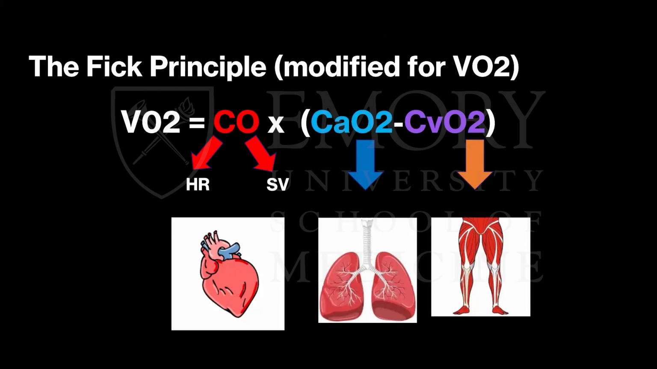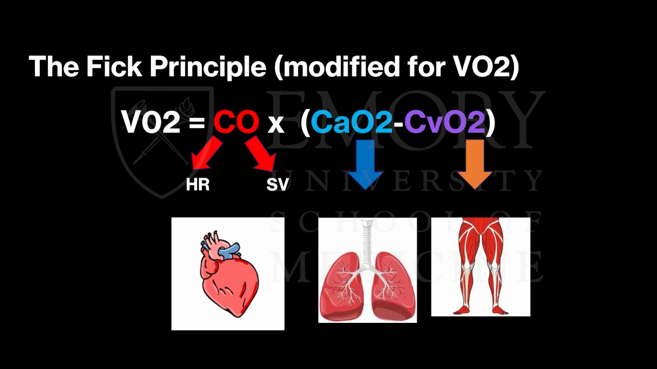So let's now talk about the Fick principle. The equation was rearranged so that we could solve for VO2. So this is how it will look. I tried to draw this out so you all can see it pretty clearly. But it's cardiac output, which we know is heart rate times stroke volume, looking at the arterial O2 sat, which is mainly just our lungs, and our venous O2 sat. So that's after our muscles go and extract as much oxygen as they can from it.